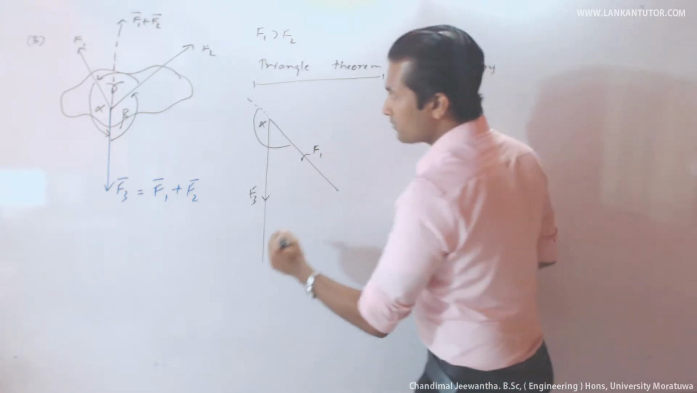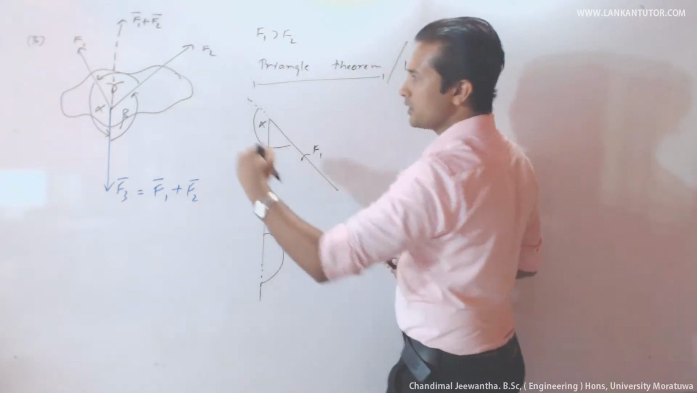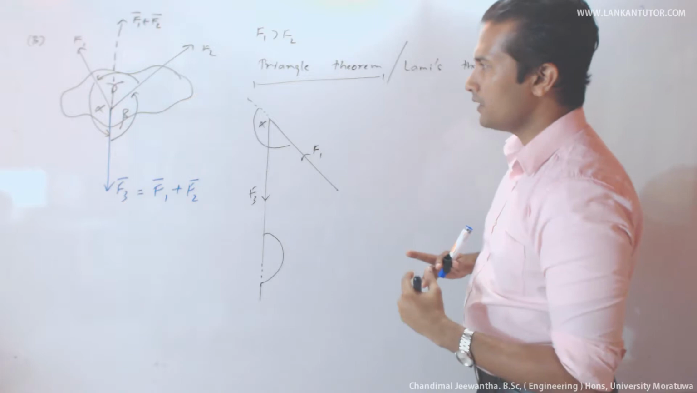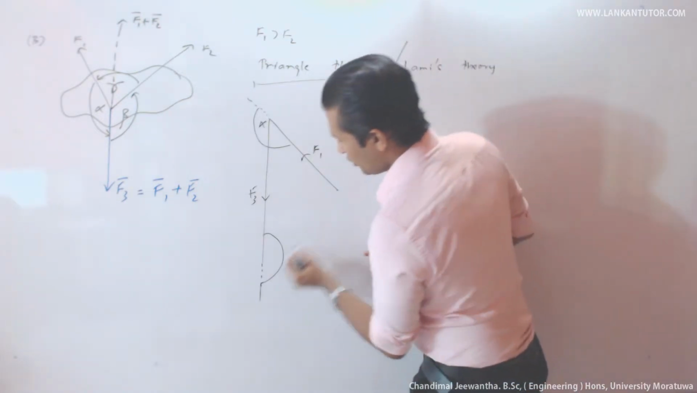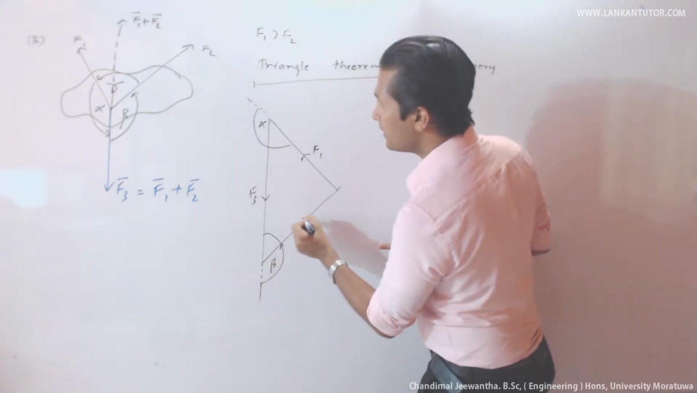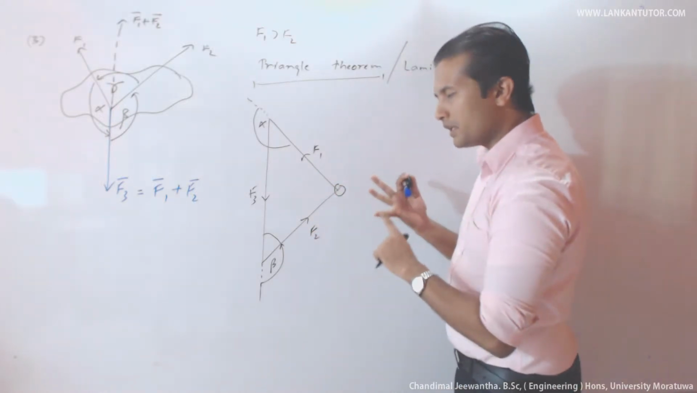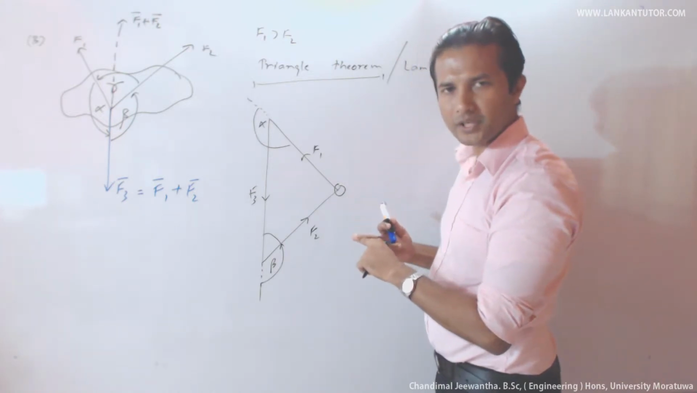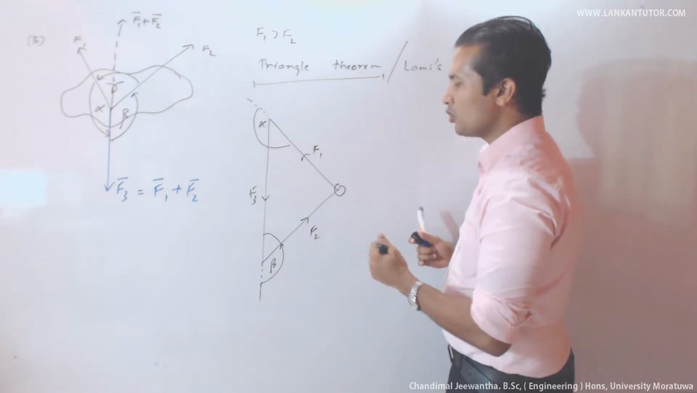Then again you may have to use a protractor in order to measure the beta angle. So this should be the beta and this is F2. So here what happens, the initial point and the final point coincide with each other, which means there is no resultant. There is no resultant.